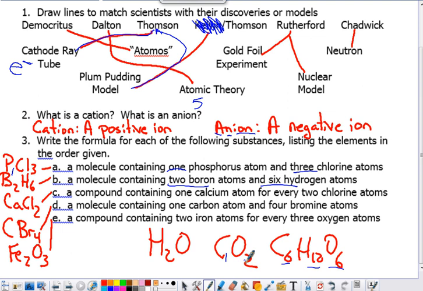So the question is, with a molecule like CO2 or CBr4, do we have to put a 1 there? You don't have to put a 1 there. Most chemists don't put a 1 there, but you could. You could say P1Cl3, or you could just write PCl3. The 1s are generally implied.